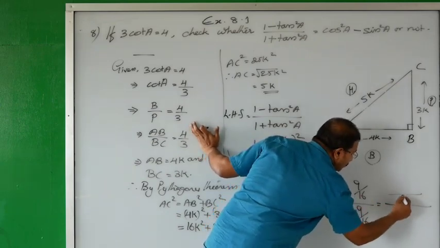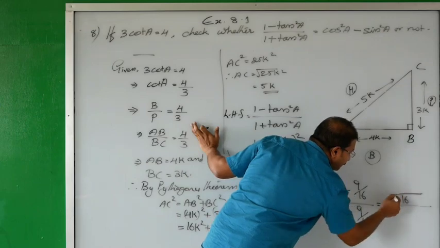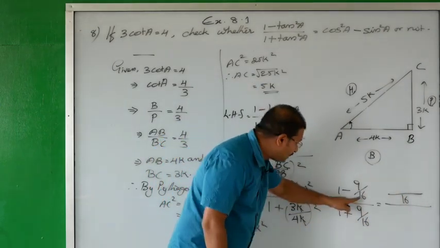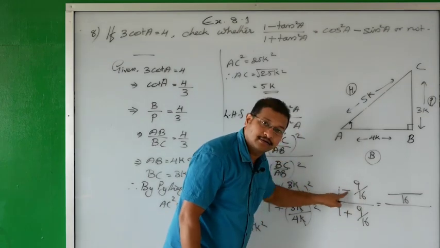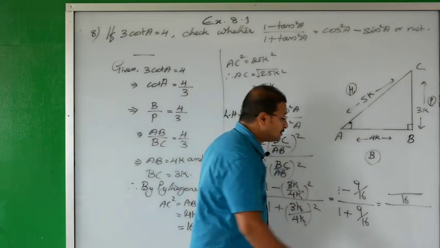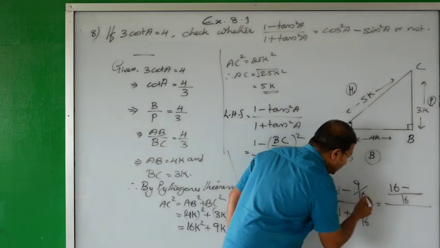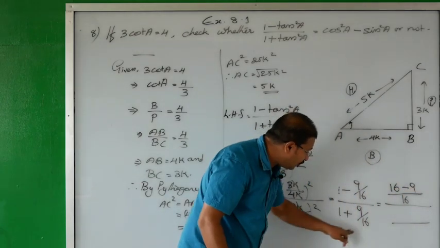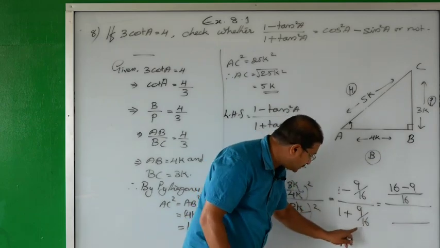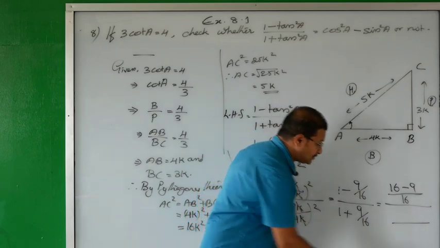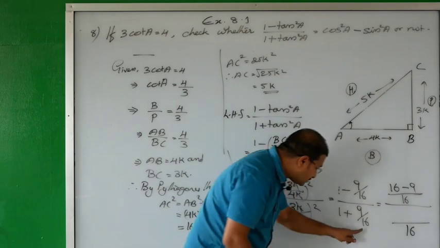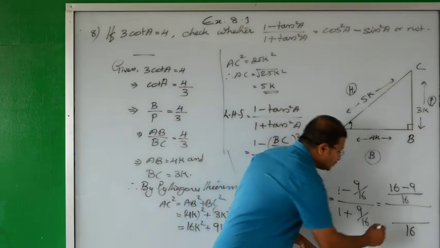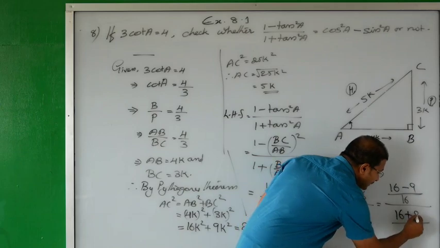Now we'll go for the numerator itself, LCM. Ready? The LCM is 16. Now we will multiply 16 to 1, so 16 ones are 16, minus 9. Now see, in this denominator, we'll take the LCM. What is the denominator LCM? 16. Now this 16, you have to multiply here. So 1 into 16, 16 plus 9.